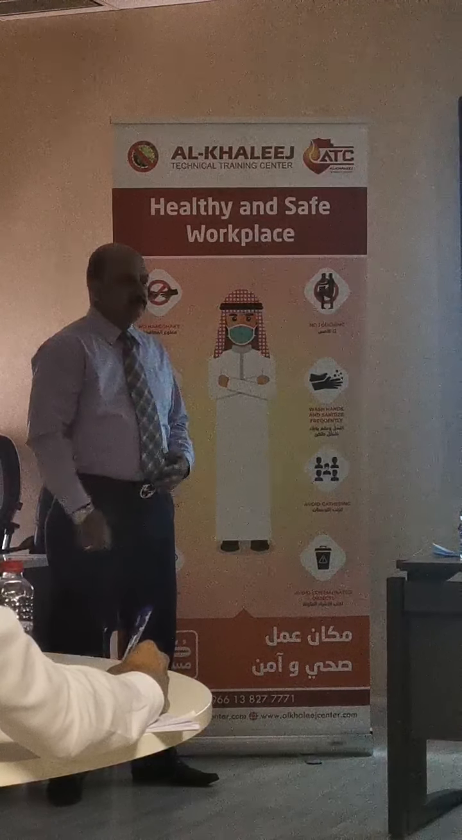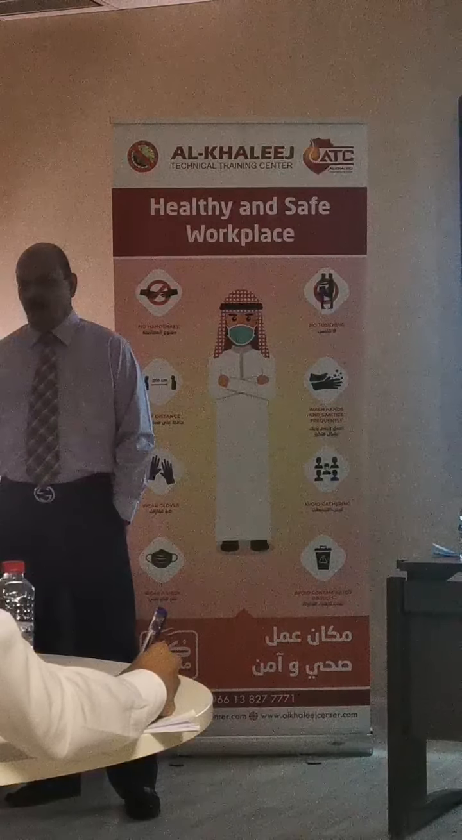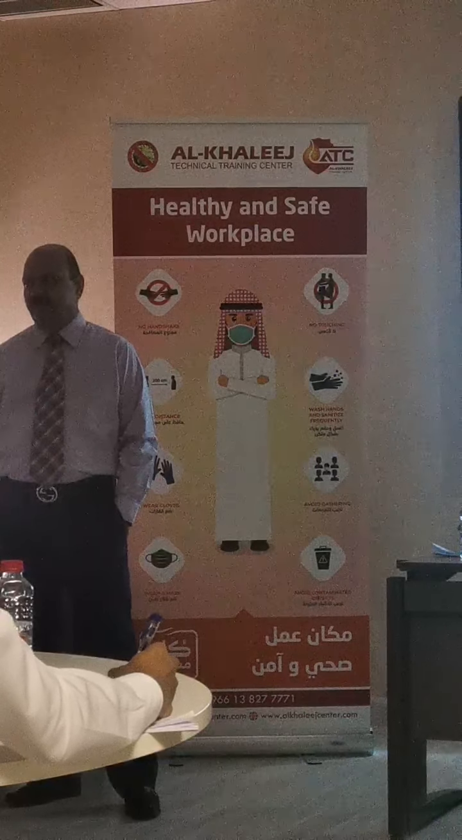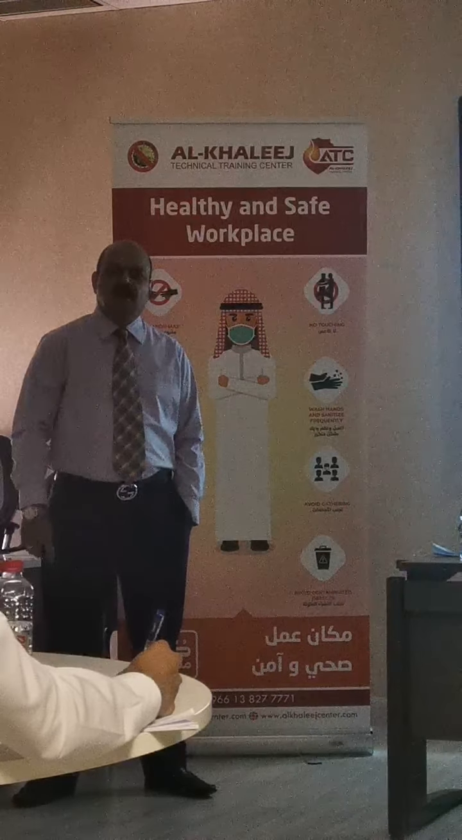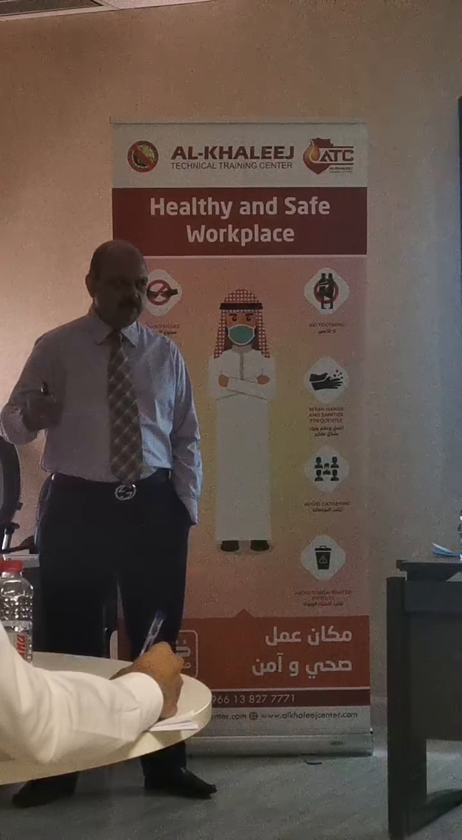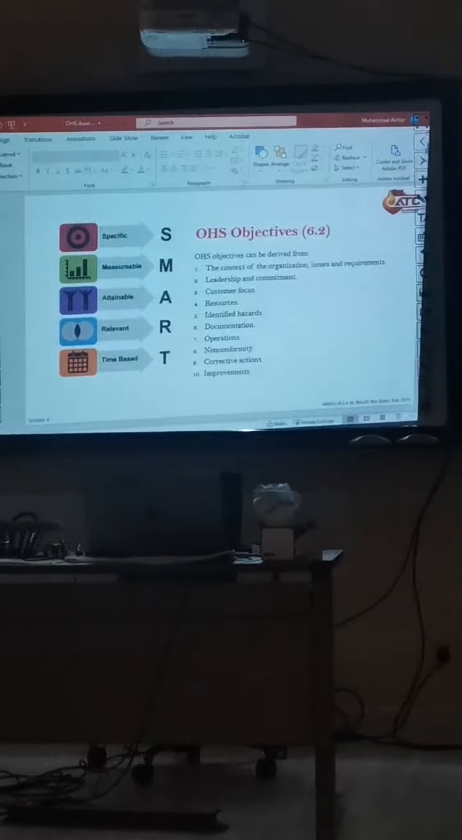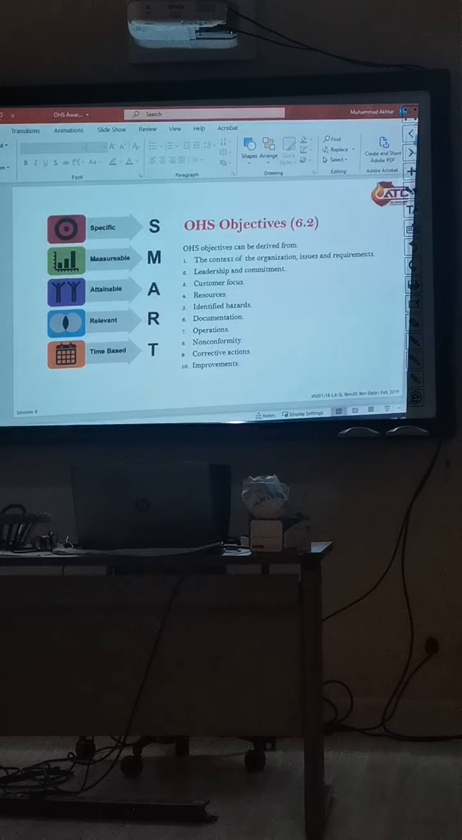Then clause number 6.2, occupational health and safety objectives. Again, same requirement, but objectives related to occupational health and safety. You will set your targets related to health and safety, maybe injuries level, maybe incident levels, maybe working hours without accident or without any stoppage of work. Otherwise, the requirements are to be consistent with the policy, be measurable, be updated.